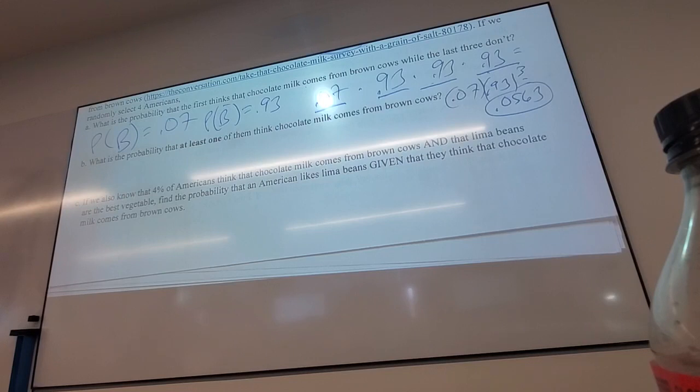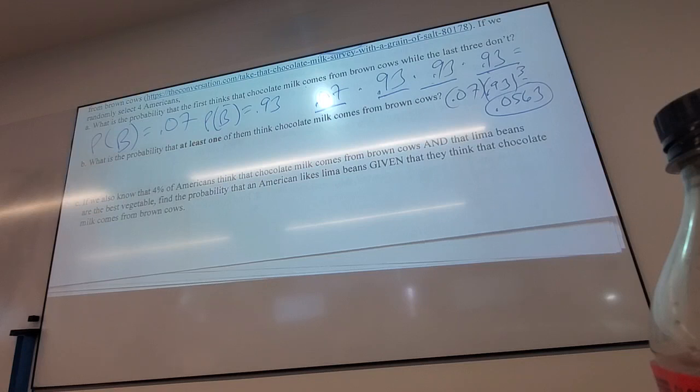What else could at least one mean? 2 of them, yes? It could be the first 2, or the last 2, or the middle 2, or the first one and the third one, or the second one and the fourth one. You'd have to do all those probabilities and add them all up. You with me? Or it could be 3 people, the first 3 or the last 3, right? Or this one and these 2, or this one and these 2. You guys kind of with me?